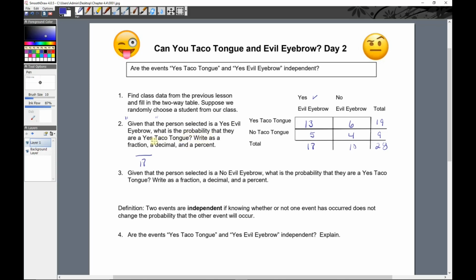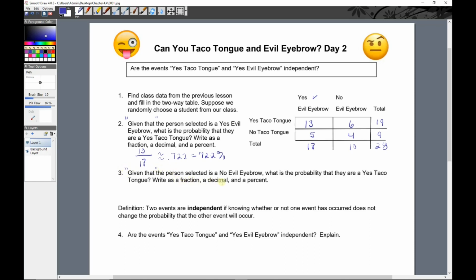So what's the probability that they are a yes taco tongue? Well, here's your yes taco tongue, right? Yes taco tongue out of 18. So that's 13 out of 18, which is approximately 0.722. As a fraction, there it is. A decimal, there it is. And as a percent, that would be 72.2%.